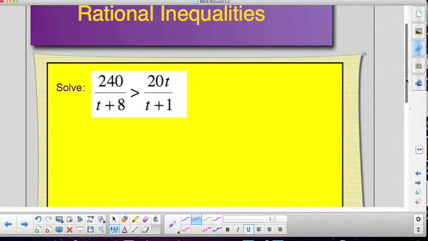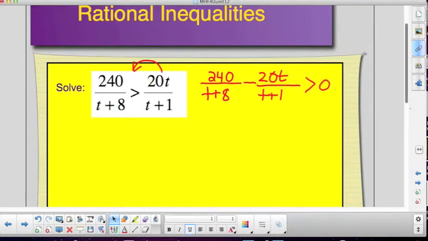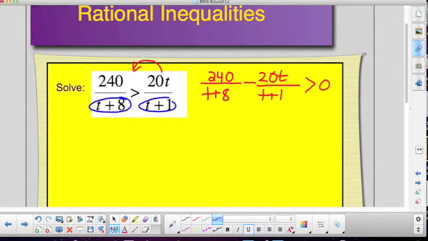First real step is to move everything over to one side. So we have 240 over t plus 8 minus 20t over t plus 1 is going to be greater than 0, sorry. So to get my common denominator, I'm going to put both my binomials together.